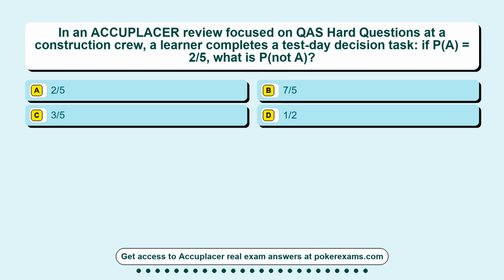Question 25. In an ACCUPLACER review focused on QAS hard questions at a construction crew, a learner completes a test-day decision task. If P(A) equals 2/5, what is P(not A)? Option A, 2/5. Option B, 7/5. Option C, 3/5. Option D, 1/2.